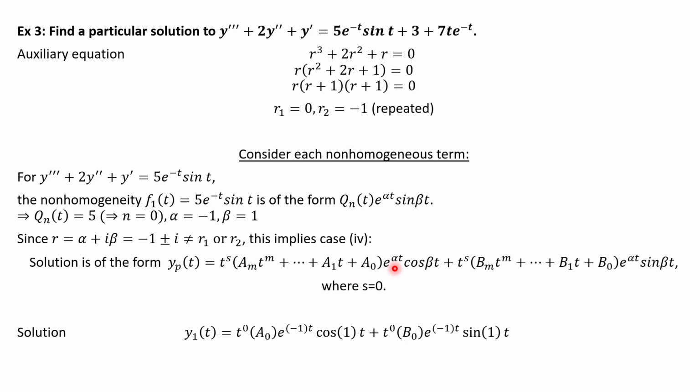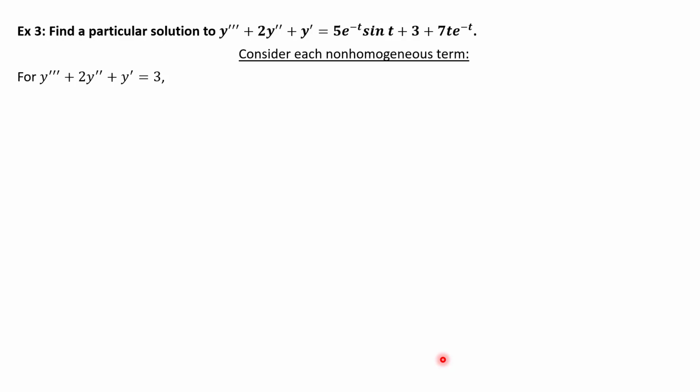We figured out alpha was -1, beta was 1, and we do that for the second term as well. And then we simplify a little bit, and we get y1 is a0 e to the negative t cosine t plus b0 e to the negative t sine t. Okay, now we're going to repeat this process, but for our next non-homogeneous term.